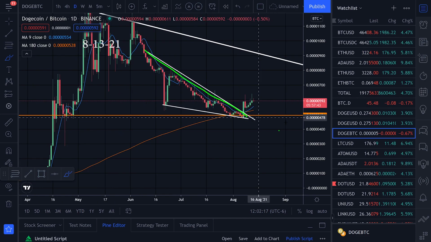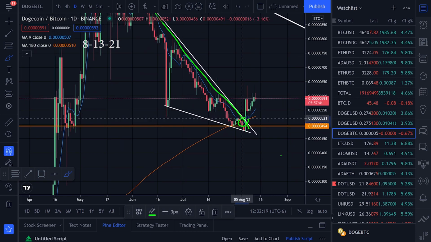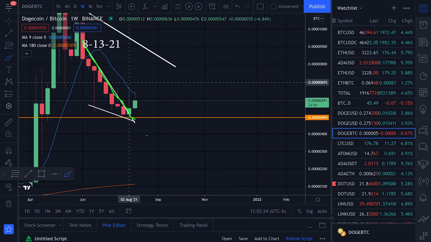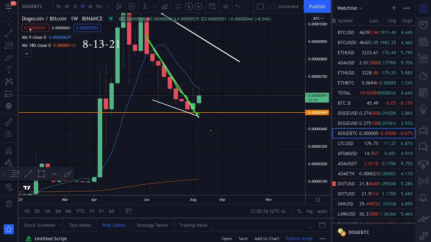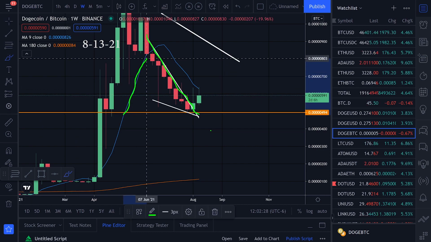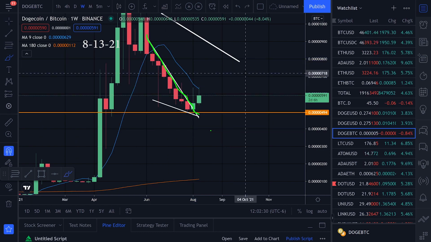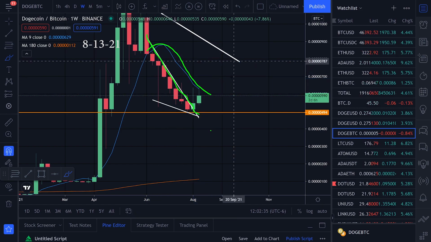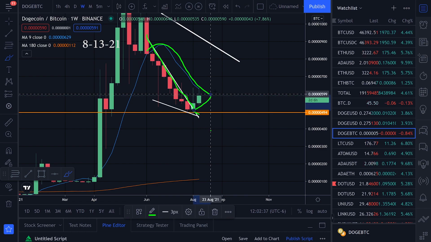and then on the daily time frame, we broke these moving averages right here, but I think it was the weekly time frame I was looking at. Yes, okay, so we still haven't broken above this weekly 9 moving average on the Doge to Bitcoin chart. I think if we could break above this one, this is where we could get bullish, and we're already starting to see signs of strength.